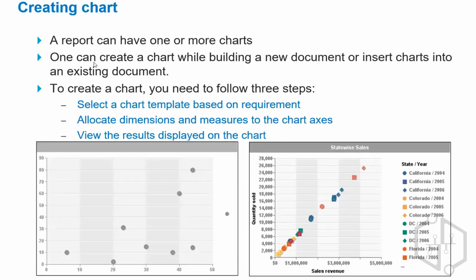This is about how to create a chart. A report can have one or more charts. One can create a chart while building a new document or insert charts into an existing document. To create a chart, we need to follow three steps. Select a chart template based on requirement, whether we want a bar chart, column chart, or pie chart. We will allocate dimensions and measures to the chart axes, like what should be the x-axis and what should be the y-axis, what objects we should plot the chart on, and we can view the results displayed on the chart.